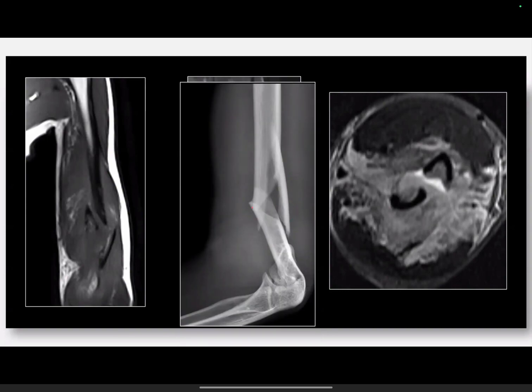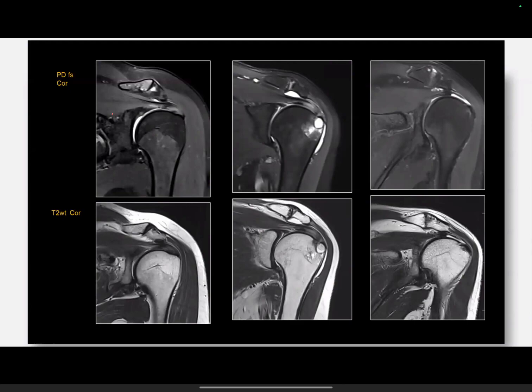On X-ray also you can see the fracture margins are very sharp, and this butterfly fragment is a classic Thrower's fracture of the distal humerus. Then the next two images are PDFS and coronal T2 weighted, or a normal PD non-FS sequence we can do.